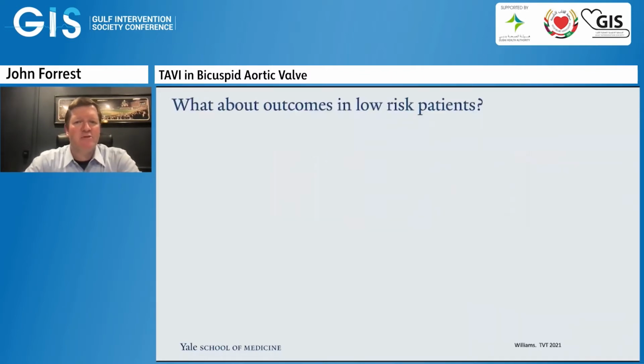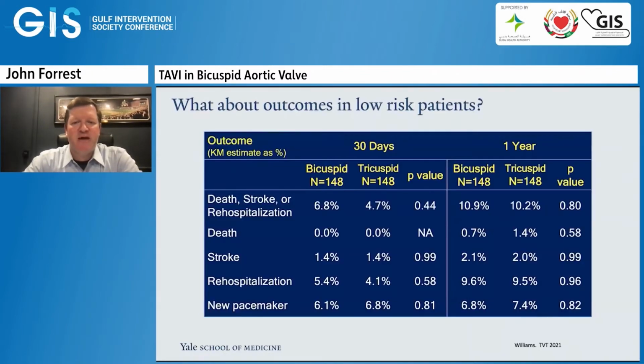So what about the outcomes in low-risk patients? Well, this was data from Matt Williams presented at TVT, which demonstrated in their low-risk trial with the SAPIEN 3 valve that for patients who had a bicuspid valve as compared to a matched cohort from the PARTNER 3 low-risk trial for a trileaflet valve, outcomes were very, very similar as it related to death, stroke, rehospitalization, or the need for a new pacemaker.